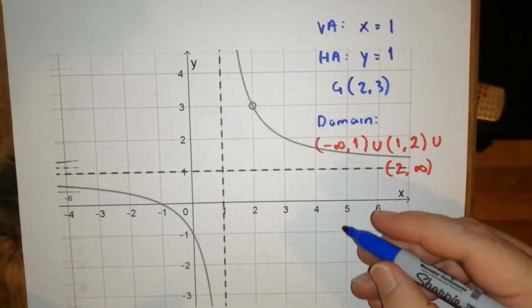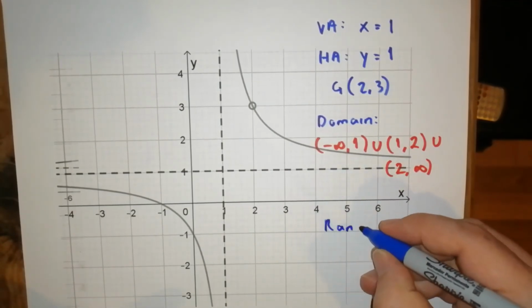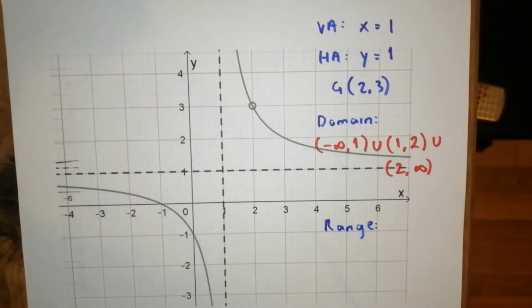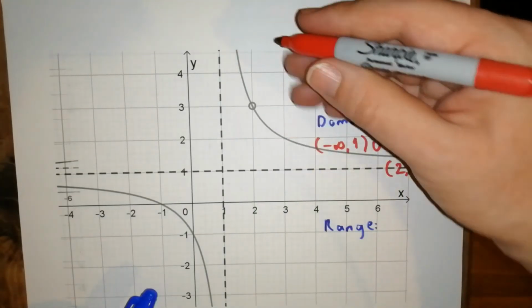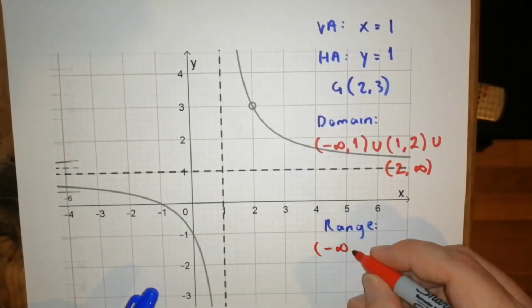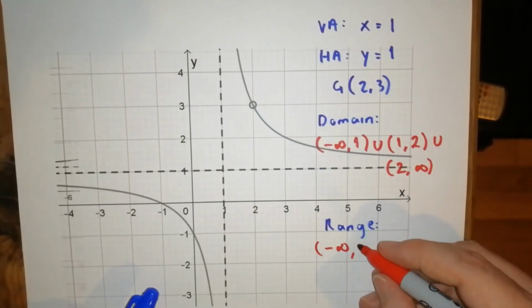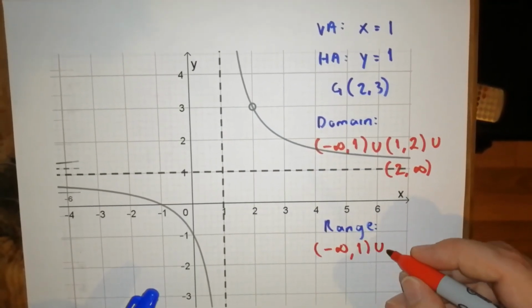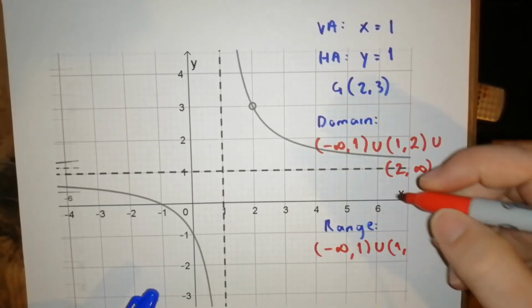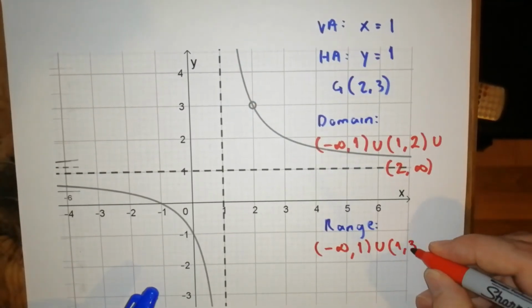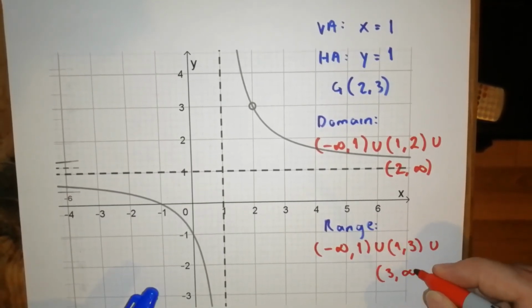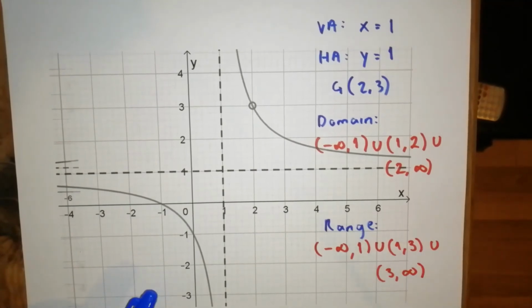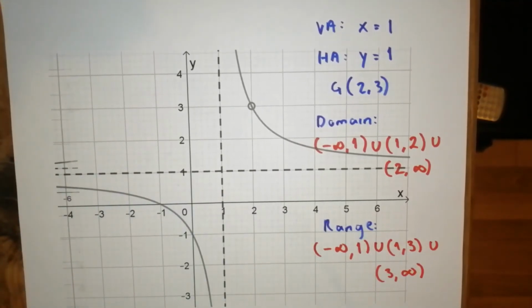And lastly, the range. The range is going to be from below to the top, negative infinity to the horizontal asymptote, which is at 1, union 1 to 3, where the hole is, 3 union 3 to infinity. And that's it for this graph. We have found all the elements.